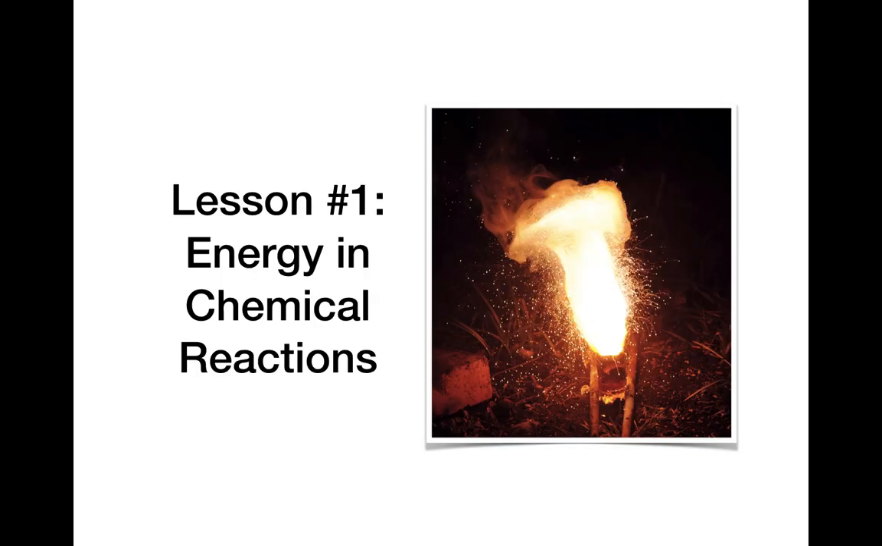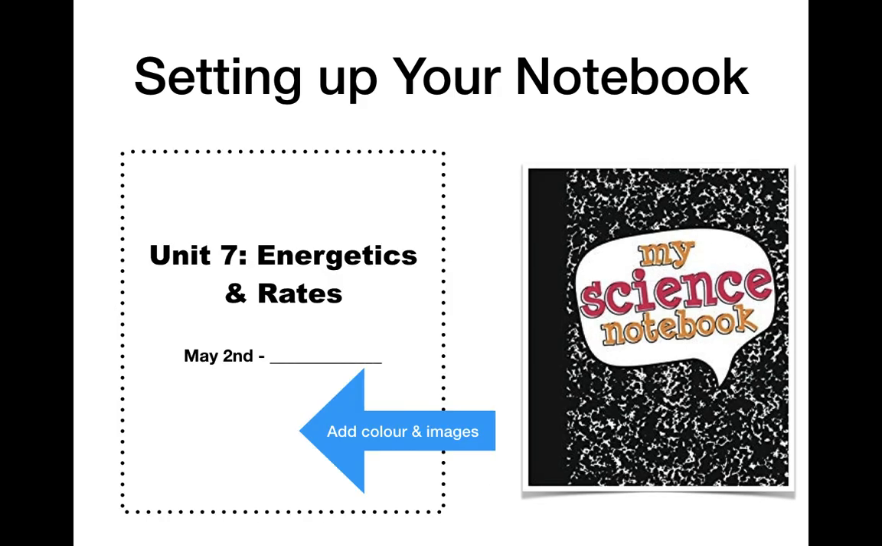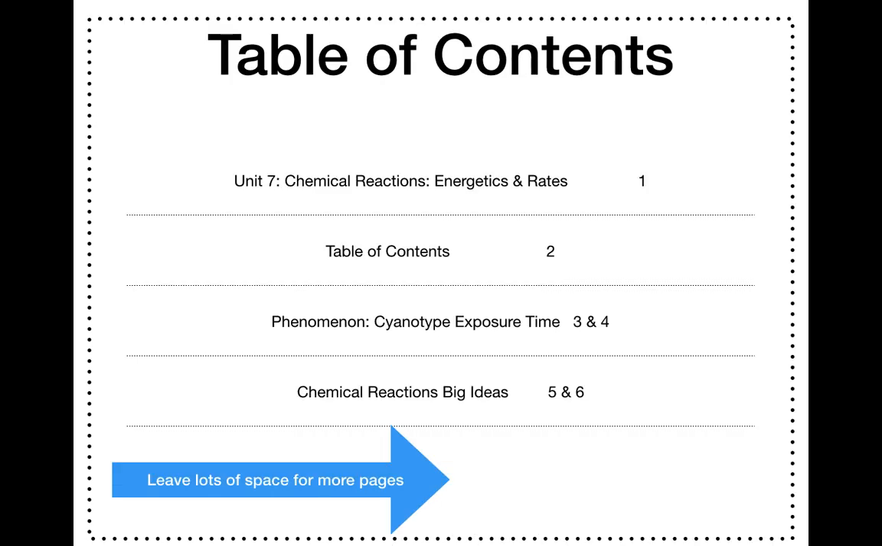So today we're going to be talking about energy and chemical reactions, and we're going to just kind of introduce some key concepts to the unit, not start too intensely, and we're just going to set up. So of course we have our title page, Unit 7, Energetics and Rates, May 2nd, start date for the first class, May 3rd for the second class. So add your title page, add your table of contents, so we're doing chemical reactions and with rates.